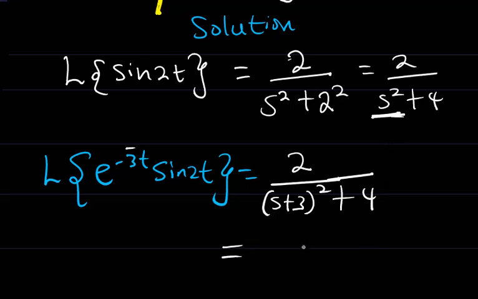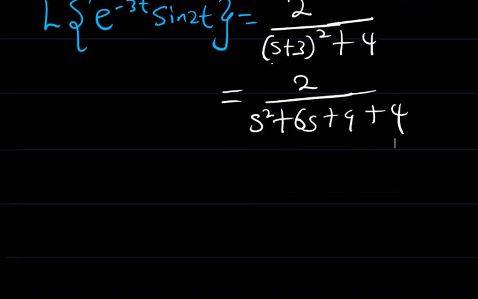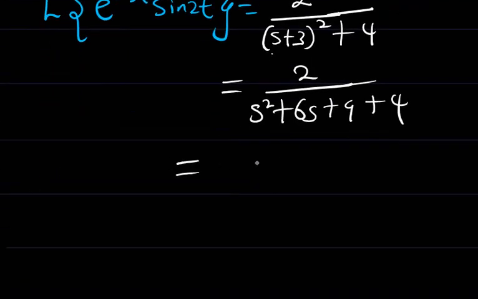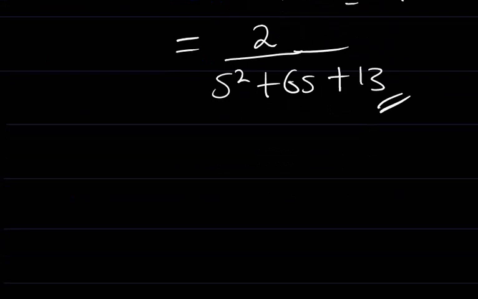So this is going to be equal to 2 all over, if you expand this, you're going to have s square plus 6s then plus 9 then plus 4. Of course this is going to be 2 all over, adding the like terms, 9 plus 4, that should give me 13. So that's going to be s square plus 6s then of course plus 13. So please take note of that. So that is the first shift theorem.